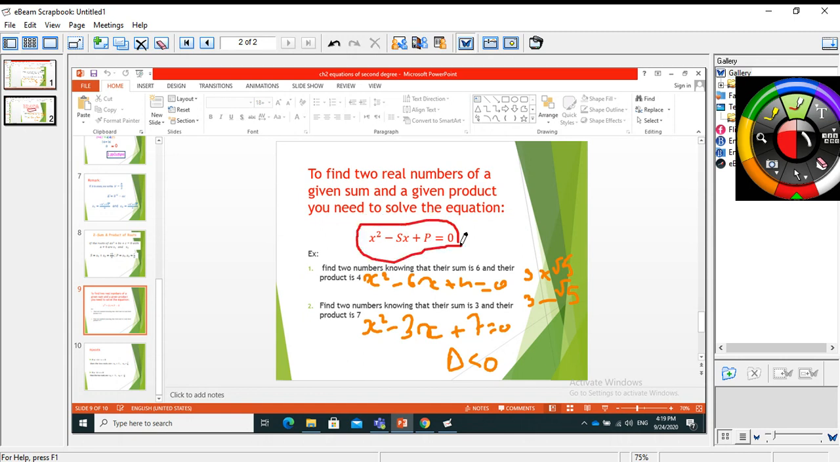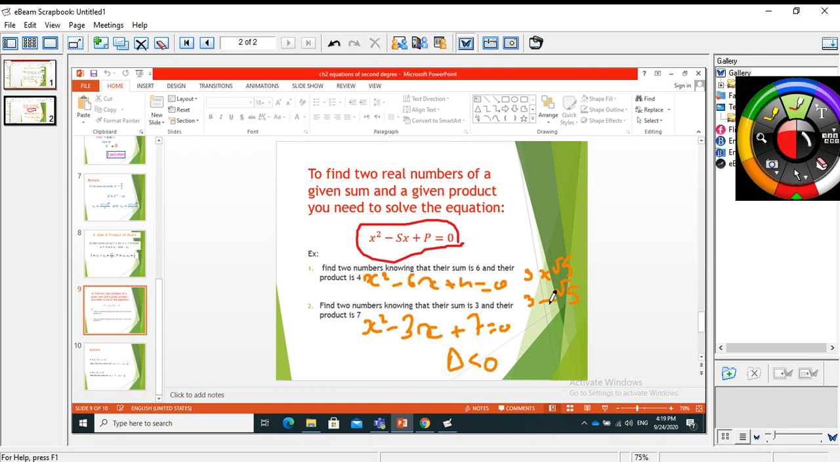To find two real numbers of a given sum and a given product, you need to solve the equation x squared minus sx plus p. What does it mean? Let's see the first example. Find the two numbers knowing that their sum is 6 and their product is 4. It means I can form the quadratic equation x squared minus 6x plus 4. If you solve this one using delta, what will be the roots? You're going to get 3 plus radical 5 and 3 minus radical 5.